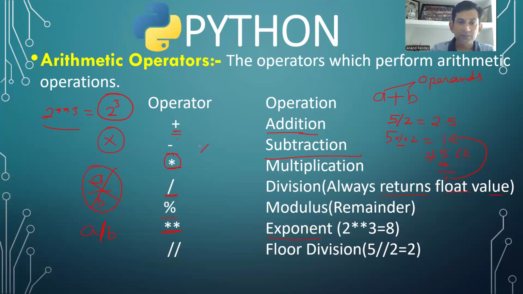If you want to write x to the power y, how can it be written? x star star y. It is equivalent to x to the power y. I hope the things are clear. So this is one of the operators.